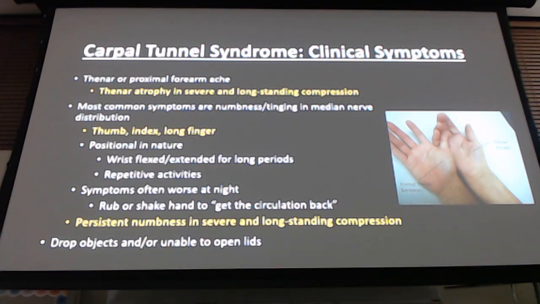That distribution, I highlighted there again: thumb, index, and long finger. If they have early disease, it's intermittent paresthesias. If they have long-standing disease, it can be more persistent paresthesias. What do they get it from? Repetitive activities, and also patients that do a lot of typing. Their wrist is held in this extended position. So history is important.